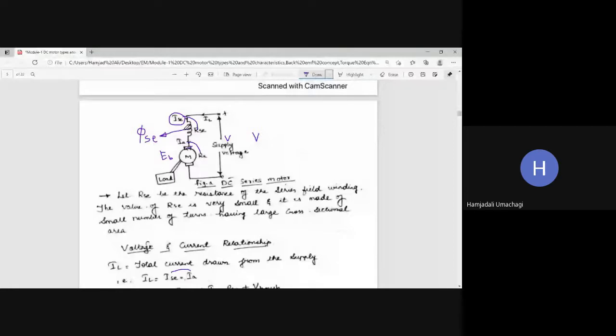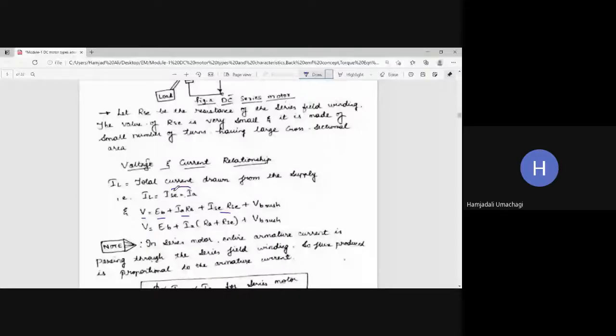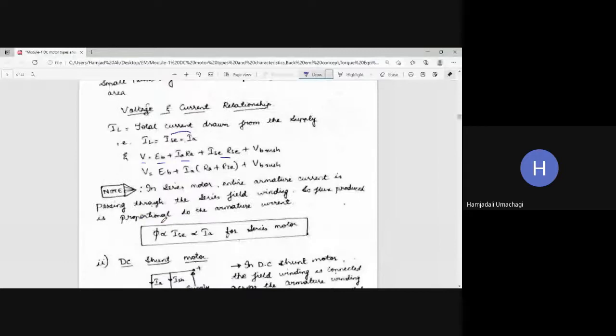So IL is equal to Isc is equal to Ia, and I told you that this series field current gives us the important working flux. So here I will write that the required useful flux phi SC given by the field winding is directly proportional to the field current Isc. Once again, this Isc is equal to Ia, so I can say that phi is directly proportional to Ia for a series motor. Are you getting my point? Yes, because Ia is equal to Isc, and this Isc is going to give us the important working flux.